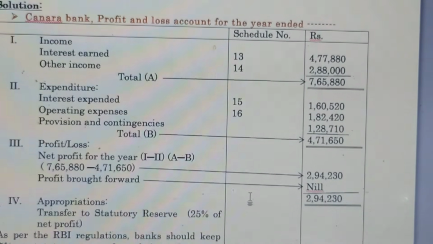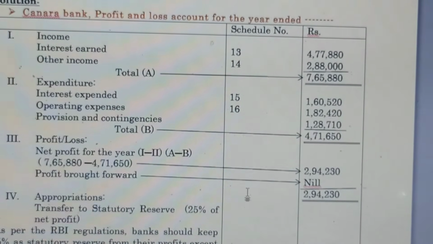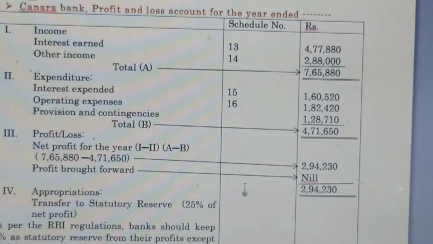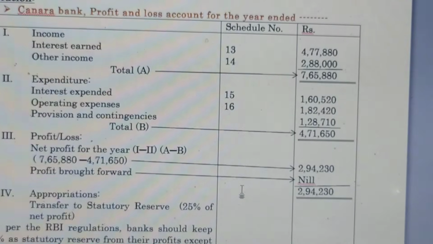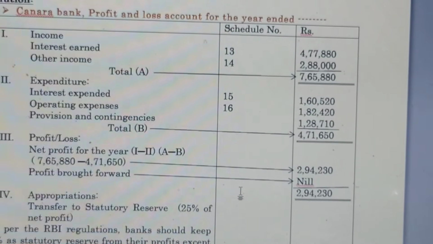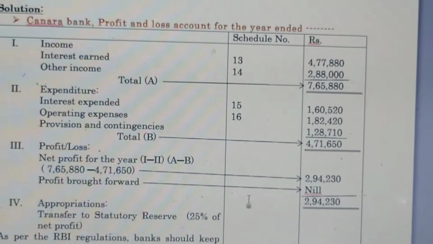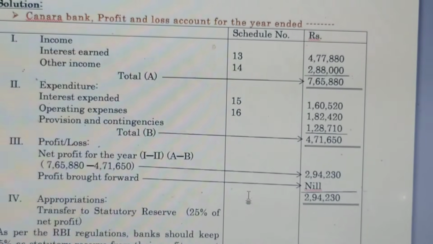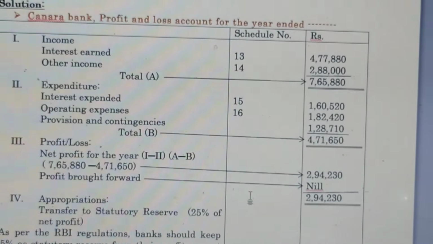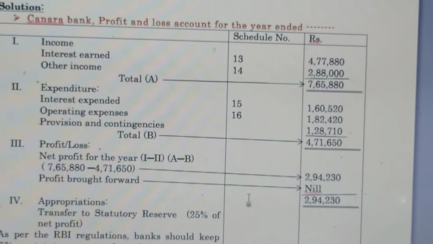That is 1,82,420. Then we have to mention provision and contingencies in the particulars column. There is no schedule number for that. That total will be mentioned in the rupees column, that is 1,28,710. After mentioning this amount, we add these amounts. We get the total of 4,71,650. That is total B. It means 1,60,520, 1,82,420, 1,28,710. So we get the total of 4,71,650.